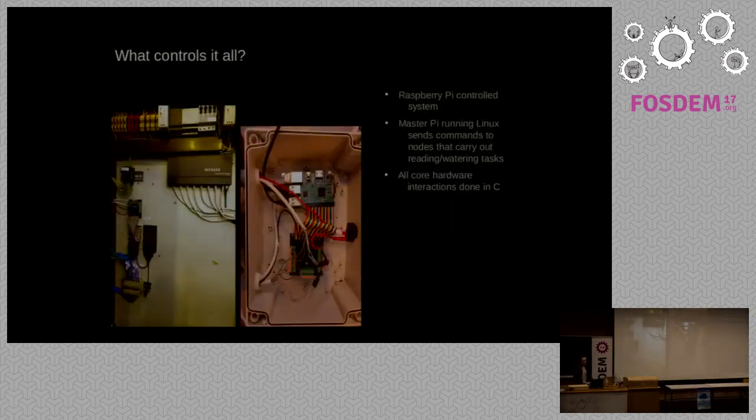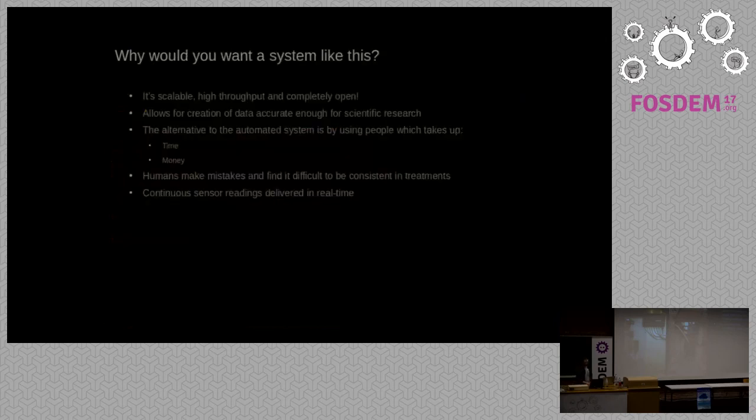So the system as a whole is controlled with a whole network of Raspberry Pis. Oh, the pictures haven't come through great. But in this one here on the left, you have a master Pi, which network boots a load of Pi nodes and SSHs into them and gives hardware instructions of what to do. All of the control software is written in Python, but the low-level hardware control is all done in pure C.